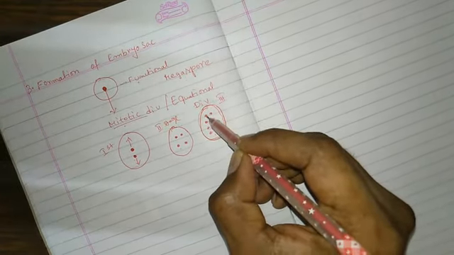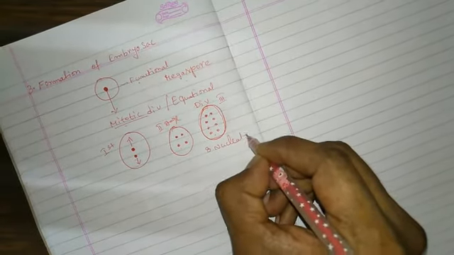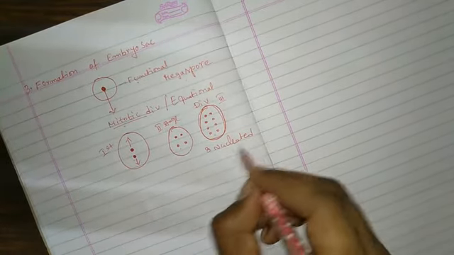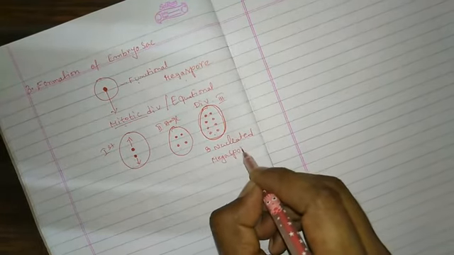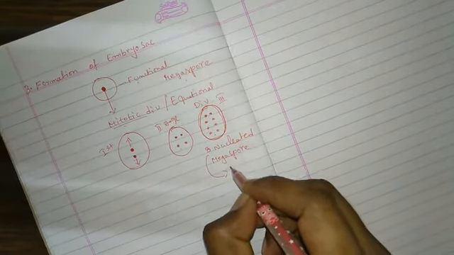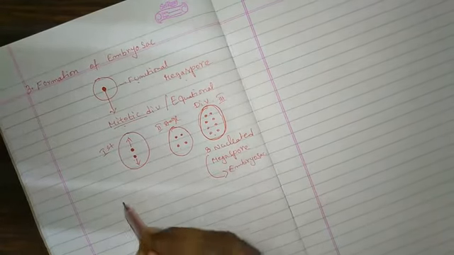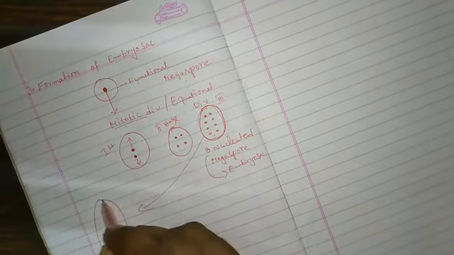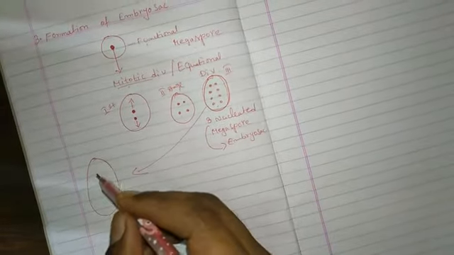8 nucleated megaspore. We can call this structure an 8 nucleated megaspore. Later we can call this one an 8 nucleated embryo sac. Now what happens? See, I will draw this diagram here. This is the embryo sac which has 8 nuclei.